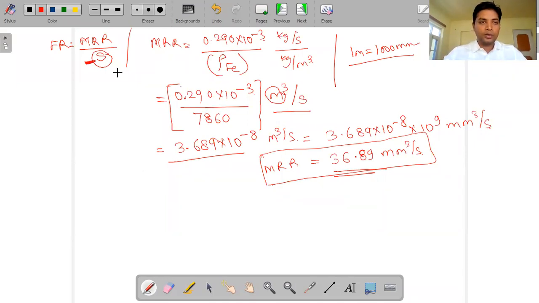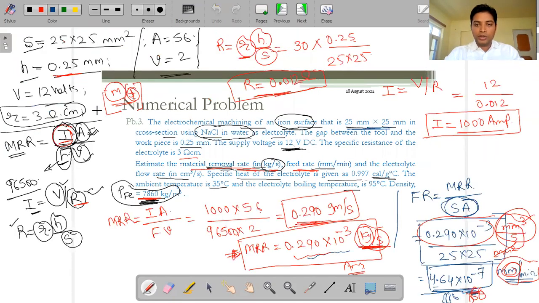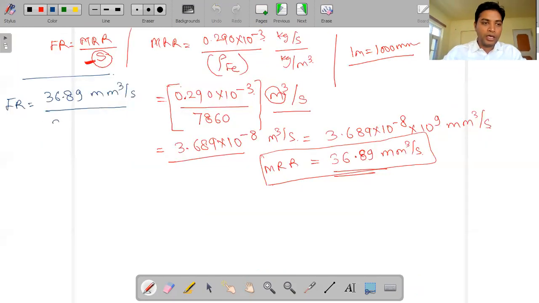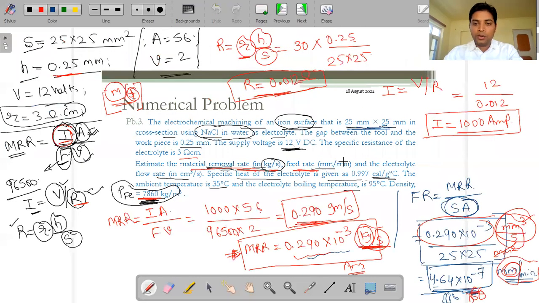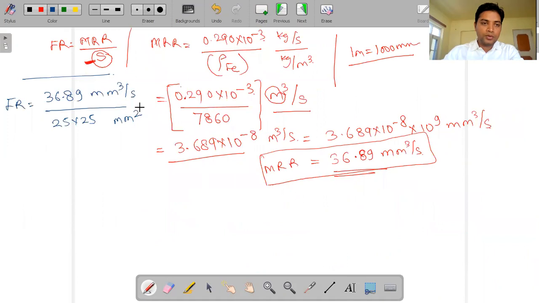Okay, so now here you can calculate the feed rate, FR. This FR will be equal to the material removal rate, that is 36.89, in cube per second, upon the surface area. Now, the surface area given to you is 25 into 25, so directly it will be in square. But the feed rate you have to calculate per minute. If you see, this will be in square, so this will cancel out, and finally whatever value you get will be per second. So this is second, so you have to replace this value.